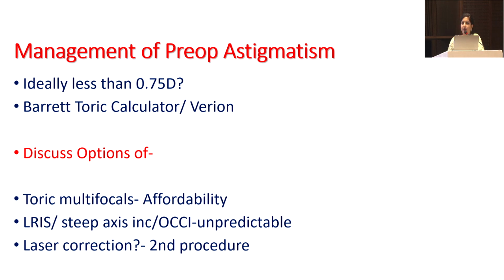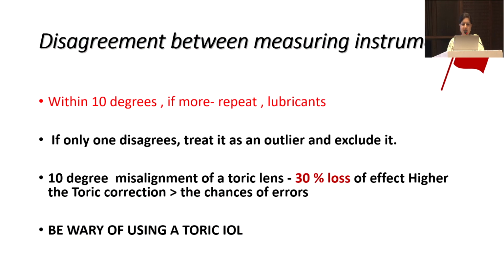Now, coming to management of preoperative astigmatism. Earlier, it was the general practice that if it was less than 0.75 you go in for a plain multifocal, and beyond that a toric. But I have moved away from this, and I'll tell you what I do. We discuss options of toric multifocals depending on the affordability of the patient, or use femto relaxing incisions or LRIs, and probably, as we discussed, laser correction in a second procedure.